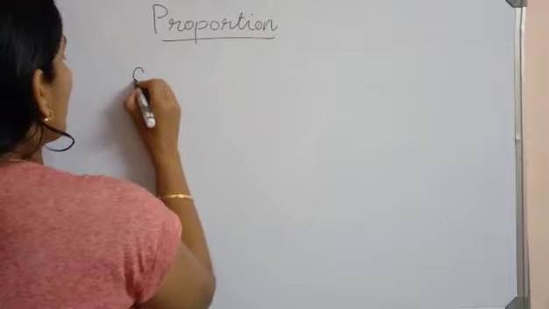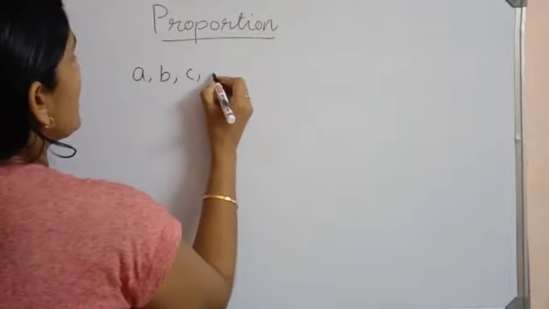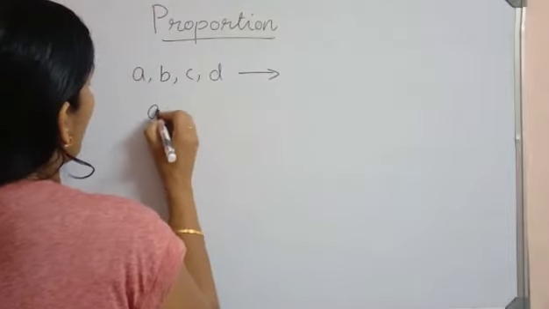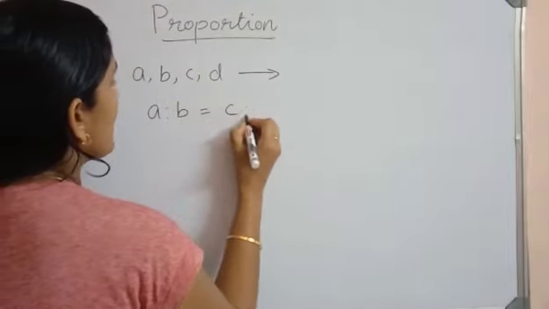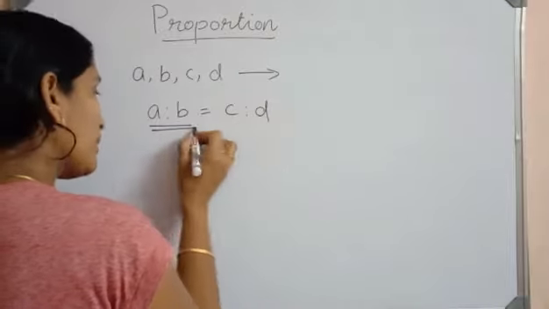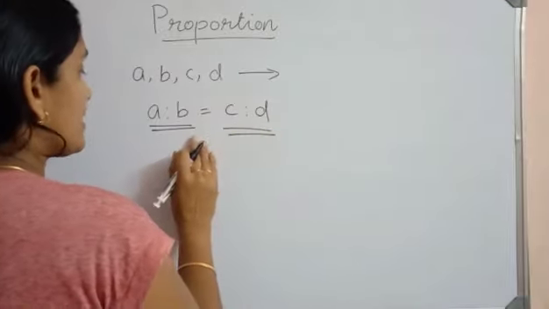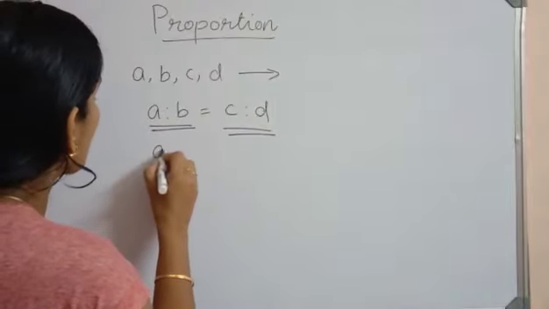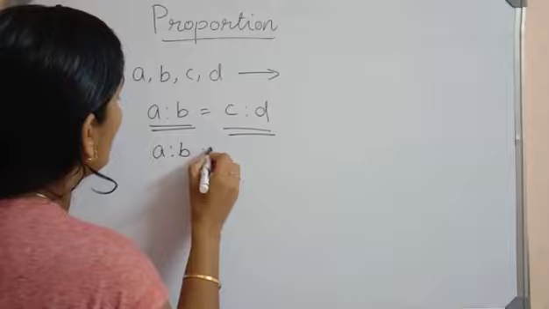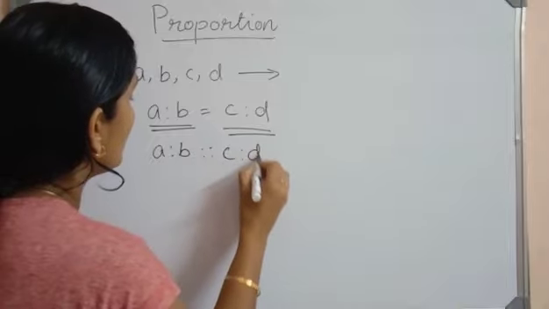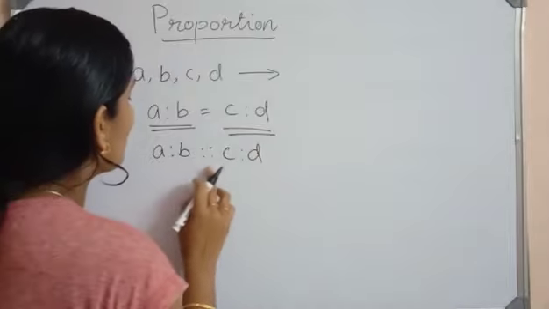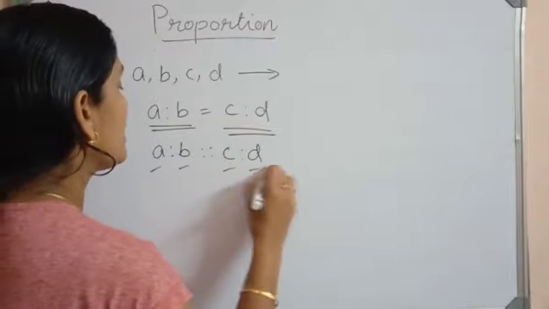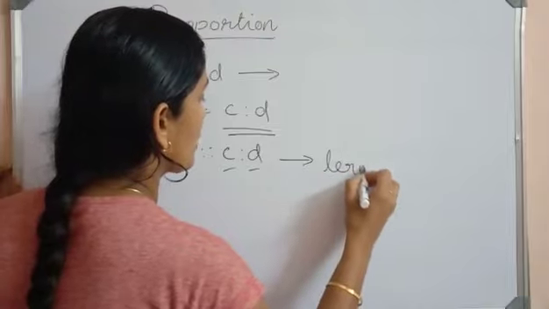Four non-zero quantities A, B, C and D are said to be in proportion when A is to B is equal to C is to D. If A is to B is same as C is to D, we can say that these four terms are in proportion. Often this is expressed as A is to B as C is to D. This can be read as A is to B as C is to D. And here A, B, C, D are called the terms of the proportion.